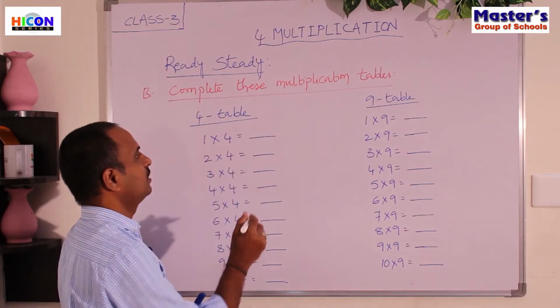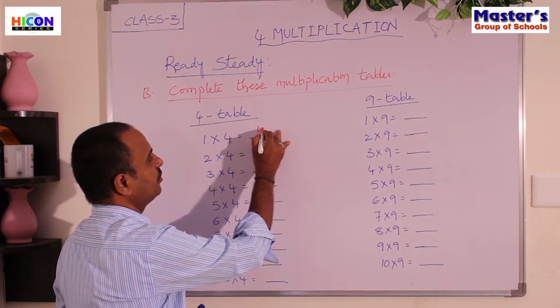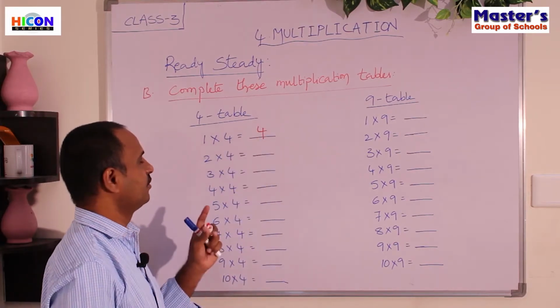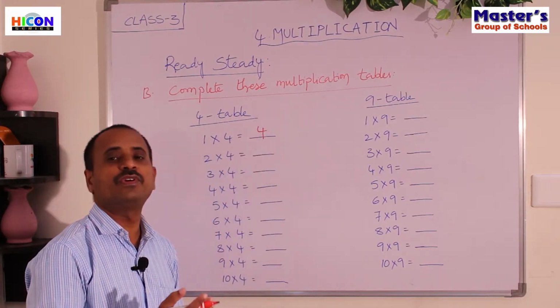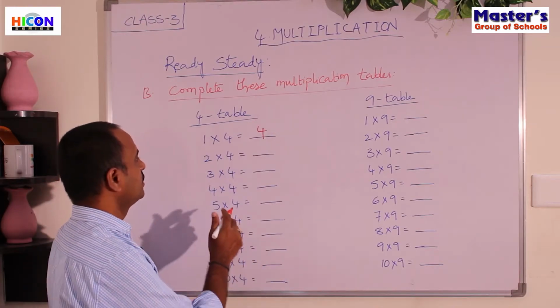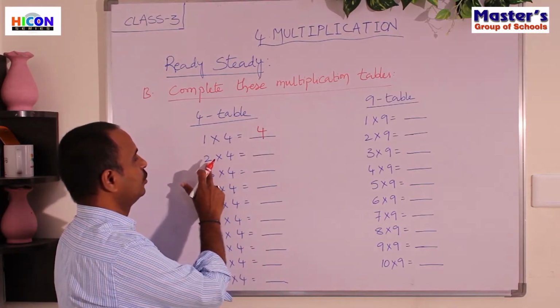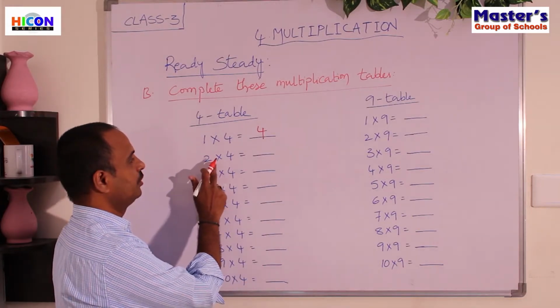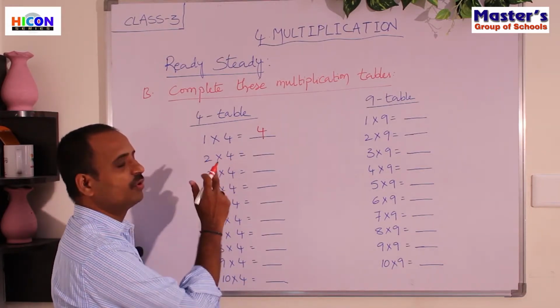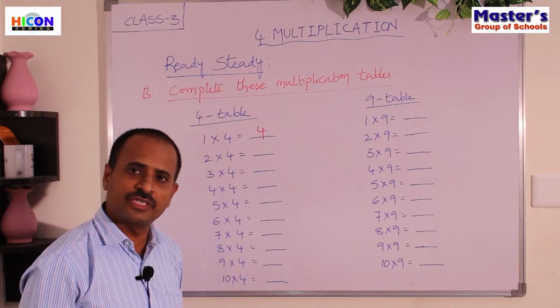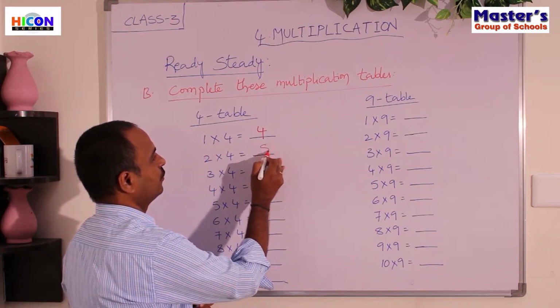So 1 4 jar. Children, how much is 1 4 jar? 4. That means 1 4 jar means one 4. Next, see the second one. 2 into 4. That means 2 4 jar. Children, how much is 2 4 jar? 8. 2 4 jar is 8.